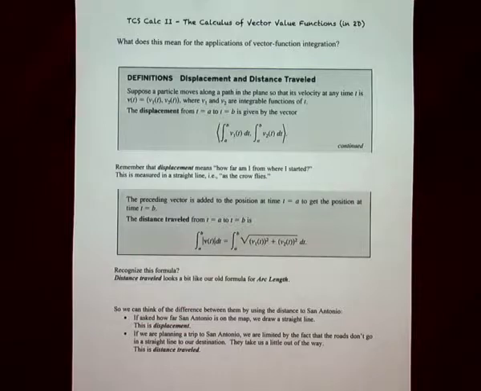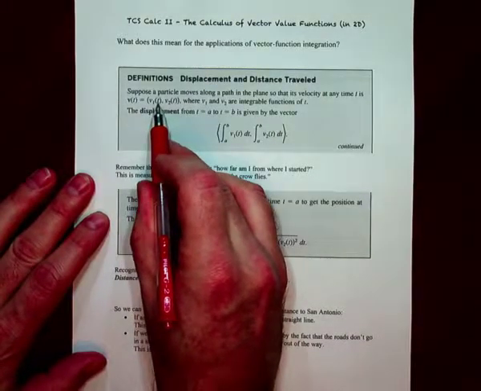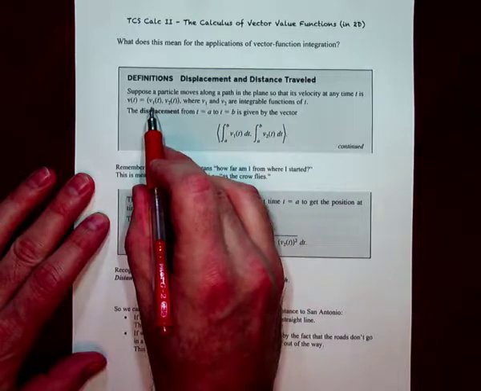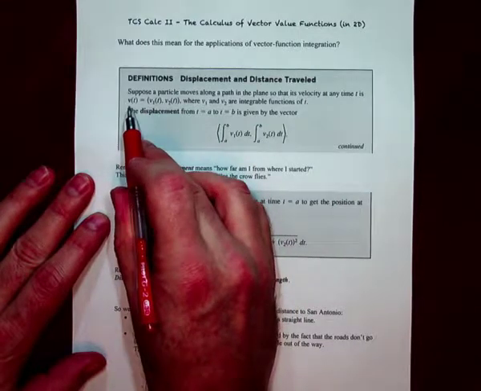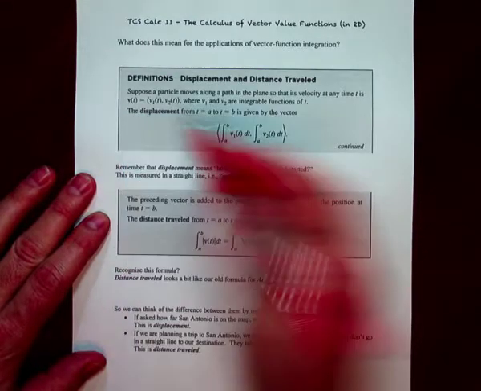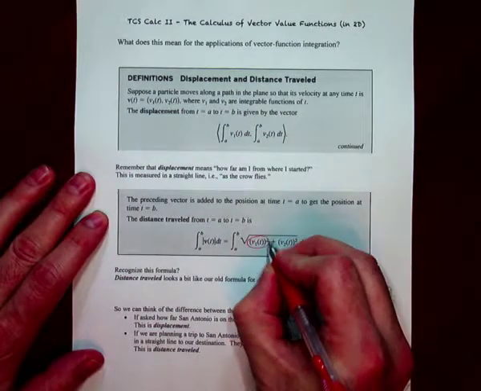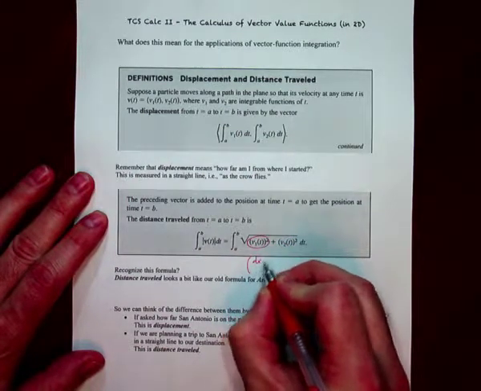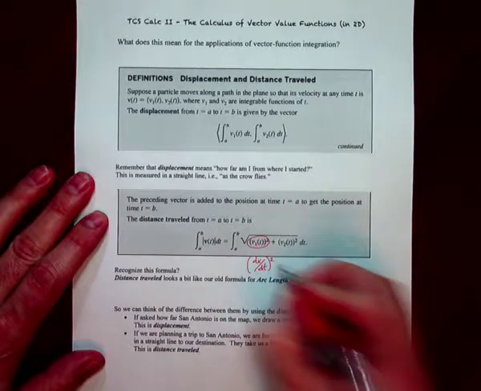When you're dealing with distance traveled, you are interested in the length of the route that you took to get there, okay? And notice that this basically looks like the formula for arc length, because it is, okay? Now, v1 of t is the x component of the velocity vector. So v1 of t squared is actually dx/dt squared.